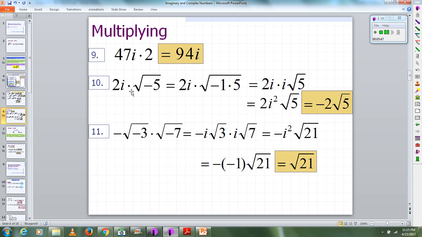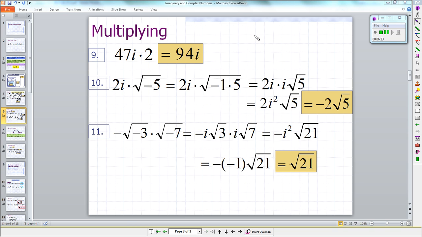Let's look at the next example. We have 2i times the square root of -5. The first step is to keep 2i the same, and the square root of -5 we write as the square root of -1 times 5. We know that the square root of -1 is i, so we can write it as 2i times i square root of 5. Now 2i times i gives us i to the power 2. So we have 2i squared times the square root of 5.